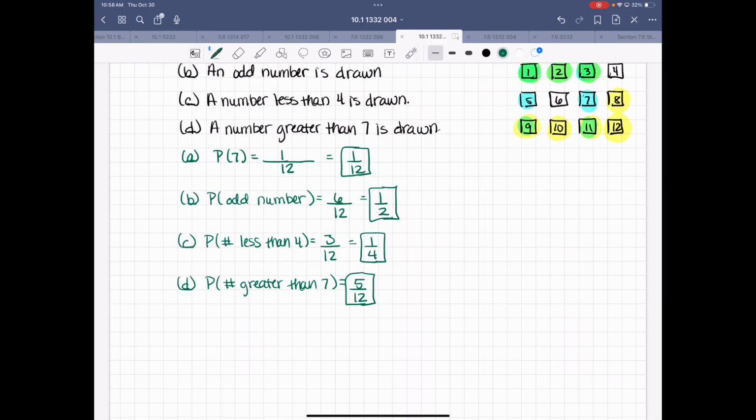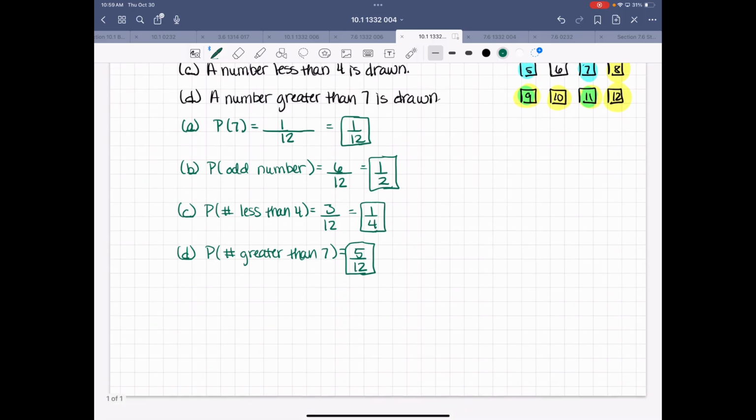Your largest probability is drawing an odd number because that was 6 out of 12. That was 1/2. It's 50%. 5 out of 12 is not quite 1/2. You're a 12th away. Good job. That's example 1.